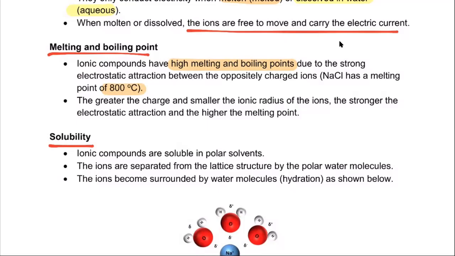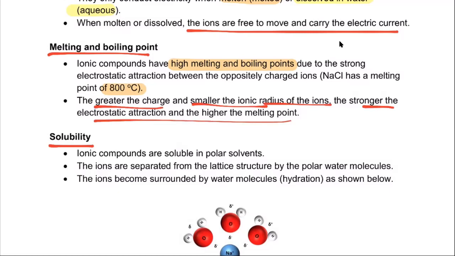Or even an oven, okay? And so in order to specify one other thing, it says here, the greater the charge and the smaller the ionic radius of the ions, the stronger the electrostatic attraction and the higher the melting point.